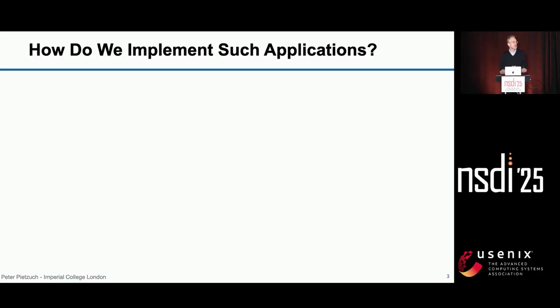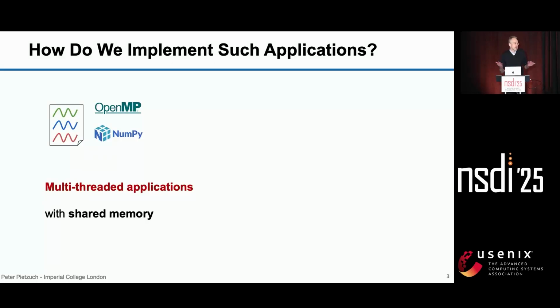So how do we implement such applications? Well, there are various ways of building an application that takes advantage of parallelism. One is to make it a multi-threaded application, so we have a multi-threaded application that has shared memory across those threads. And there are many popular programming models that enable this. OpenMP is one classical example. But when you look at machine learning libraries such as NumPy, they will exploit multiple threads for parallelism.